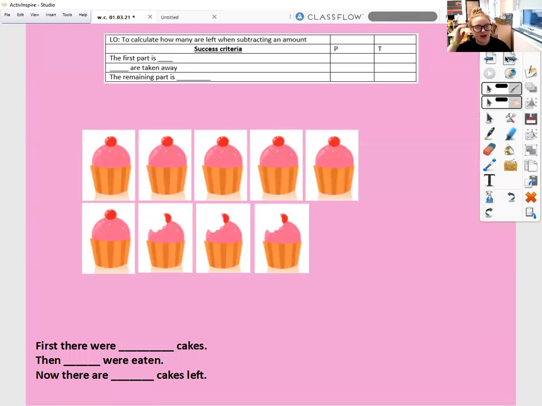Fantastic. Okay, today we're going to be looking at subtraction, which is something we were looking at a few weeks ago in our online learning. So we're just going to have a little bit of a recap. So here I've got some cakes. And how many cakes do I have?